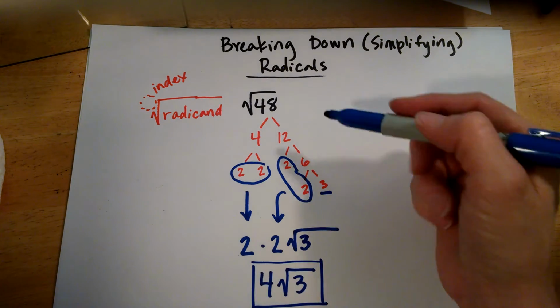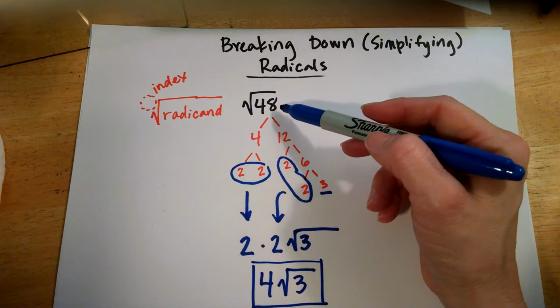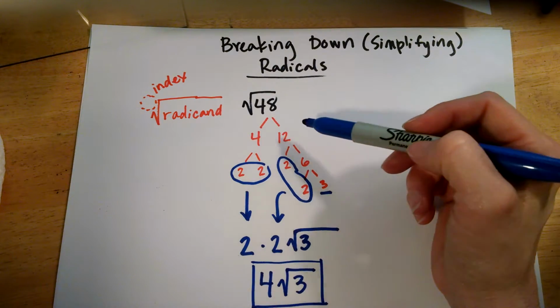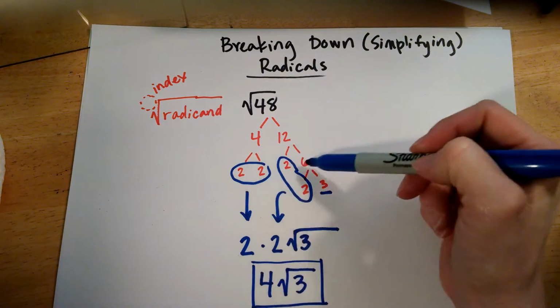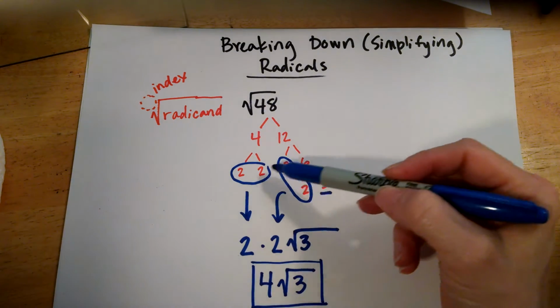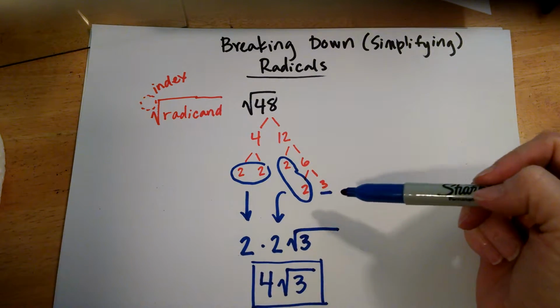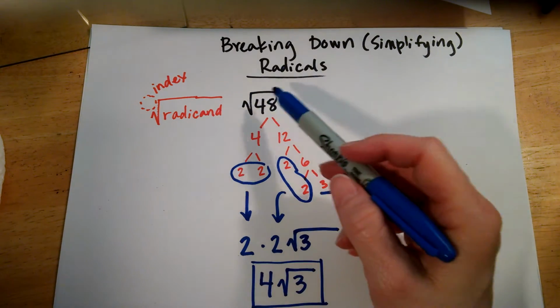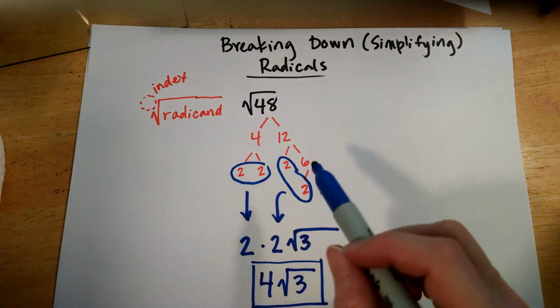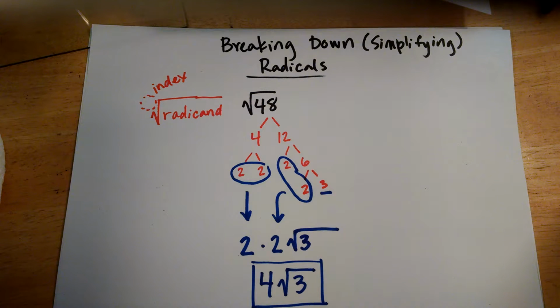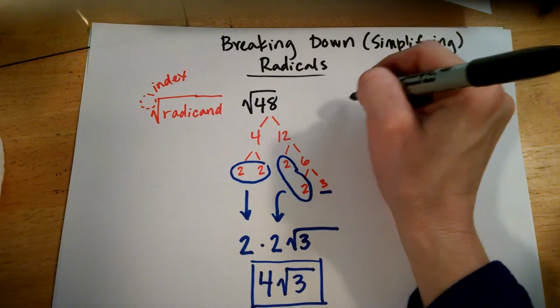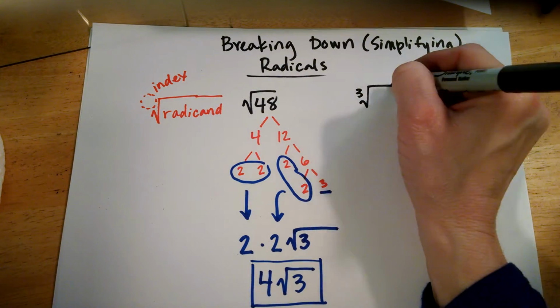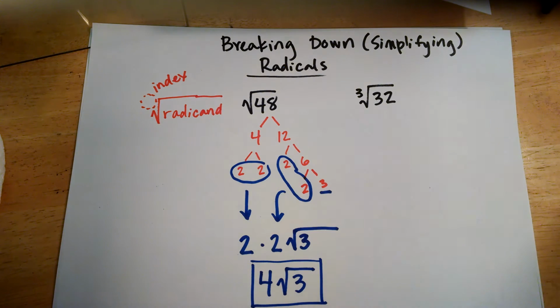Breaking down radicals. No matter how large this number is, you still want to do the same process. So break it down as far as you can take it, as far as prime numbers. Once you get to prime numbers, you stop. And then if the index is not there, you don't see a number there, it's going to be the square root. Okay, so let's try a cube root. How is that different? So let's try maybe the cube root of 32.